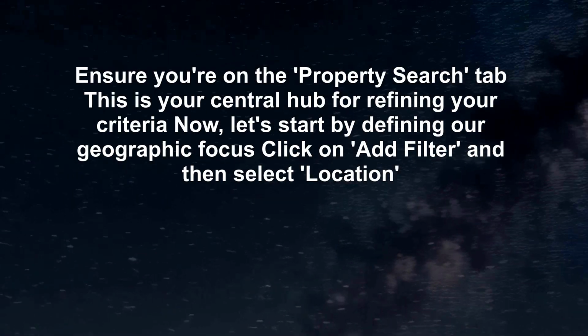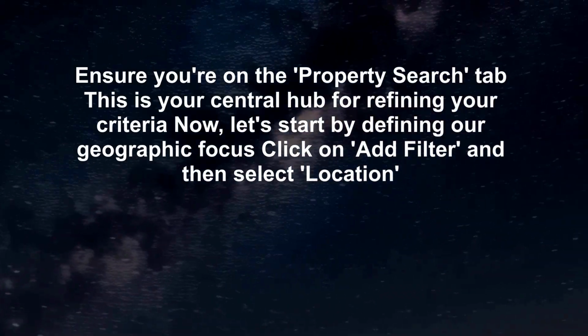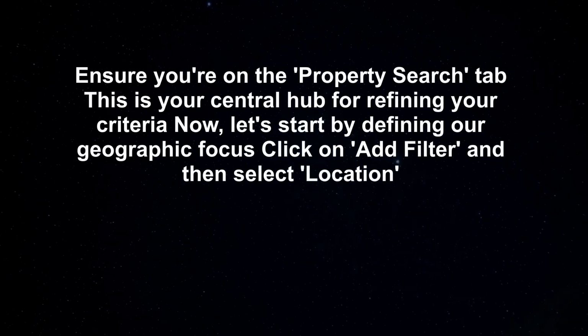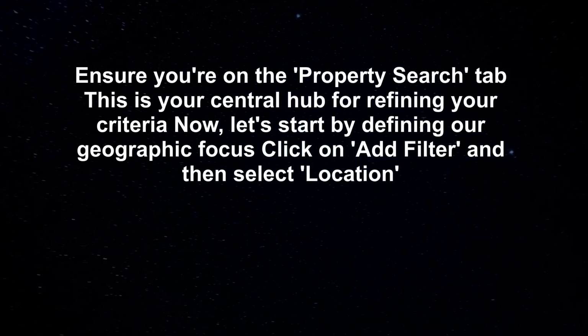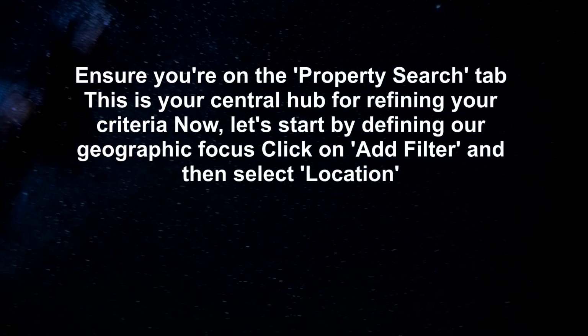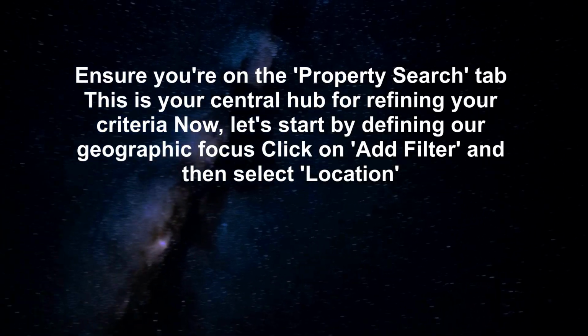Ensure you're on the Property Search tab. This is your central hub for refining your criteria. Now, let's start by defining our geographic focus. Click on Add Filter, and then select Location.